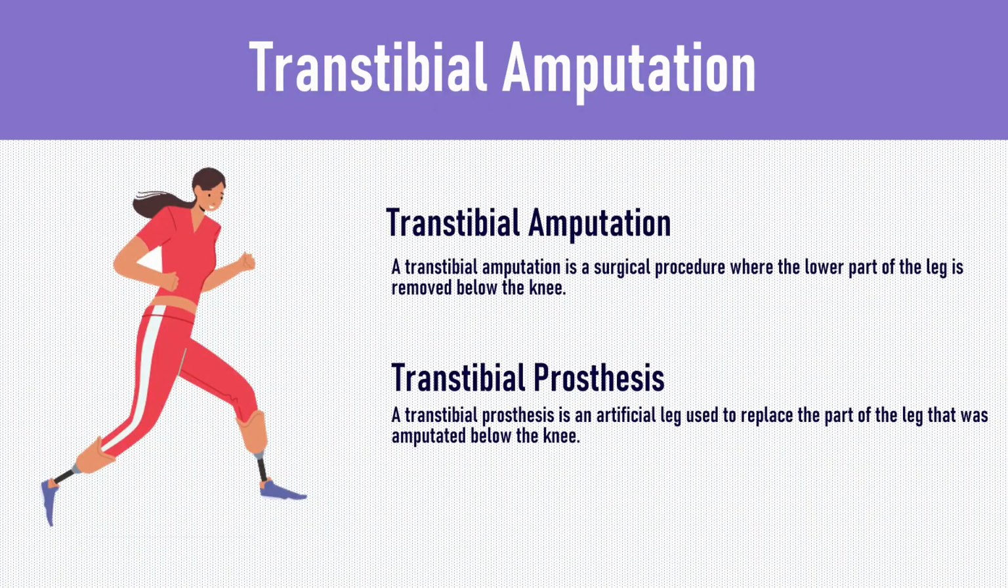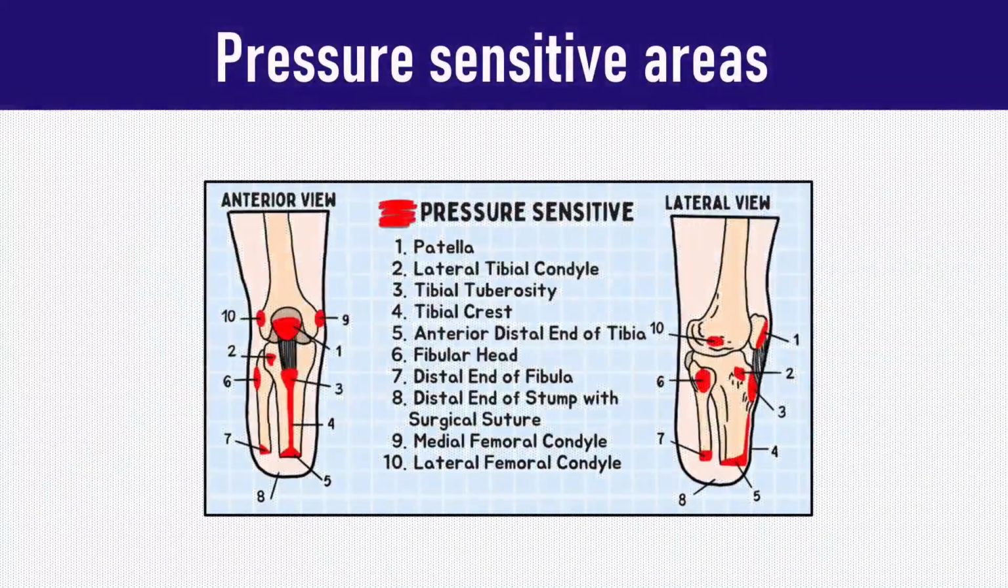We already know about pressure sensitive and pressure tolerant areas. Mostly the bony prominences are pressure sensitive and the muscular areas are pressure tolerant. So the pressure sensitive or tolerant area we will see next. Pressure sensitive areas. In transtibial amputation, the pressure sensitive areas are patella, lateral tibial condyle, tibial tuberosity, tibial crest, anterior distal end of tibia, fibular head, distal end of fibula, distal end of stump with surgical suture, medial femoral condyle and lateral femoral condyle. We will try to give less pressure in these areas.